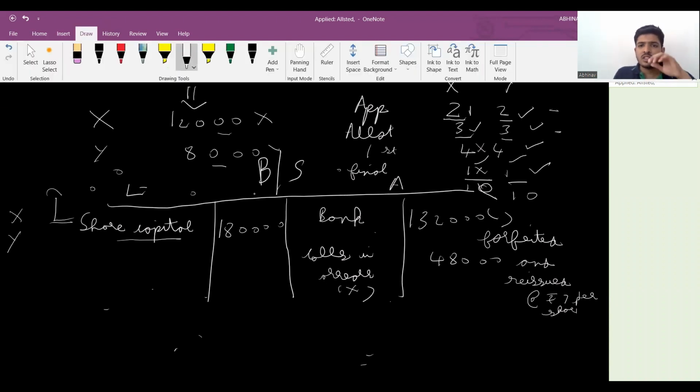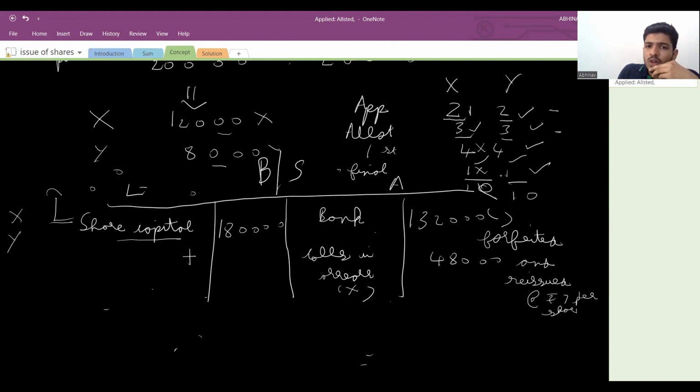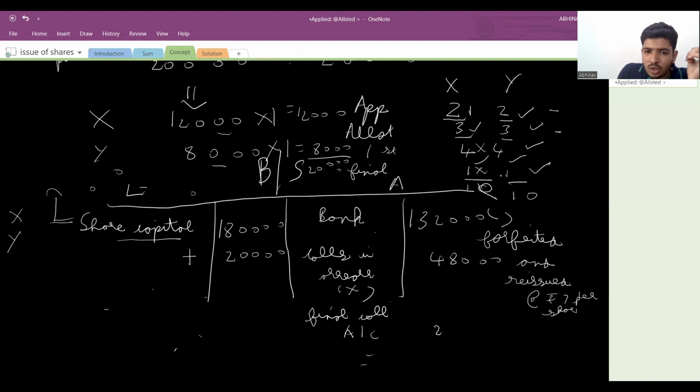Now, it's time for the next installment. So, the final amount was one rupee. Now again, the company should make X and Y due for their amount. What is the due amount? 1 rupee. So, 1 rupee, 1 rupee. So 12,000 rupees they need to receive for the final installment and 8,000 rupees they need to receive for the final installment. Totally, they need to receive 20,000 rupees. So the company makes X and Y due. So instead of writing the name, write the name of the final call account, 20,000. You understood this due entry, right?